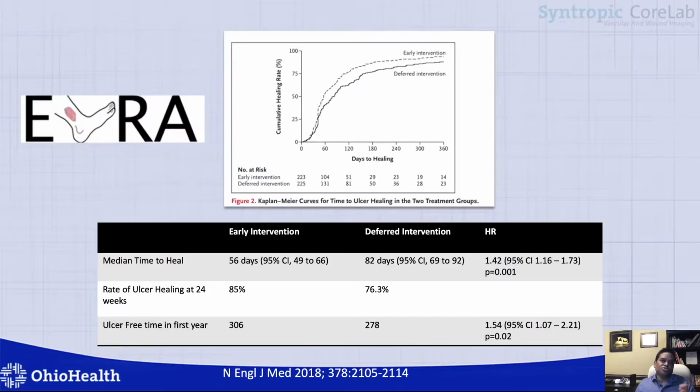Let's start with the most severe form of venous disease, the venous ulceration, and it is important to discuss the landmark randomized controlled trial, the EVRA trial, which randomized early ablation to deferred ablation. In patients who had early ablation, they demonstrated faster time to heal, more ulcers were healed at 24 weeks, and this cohort had more ulcer-free time within the 1 year.